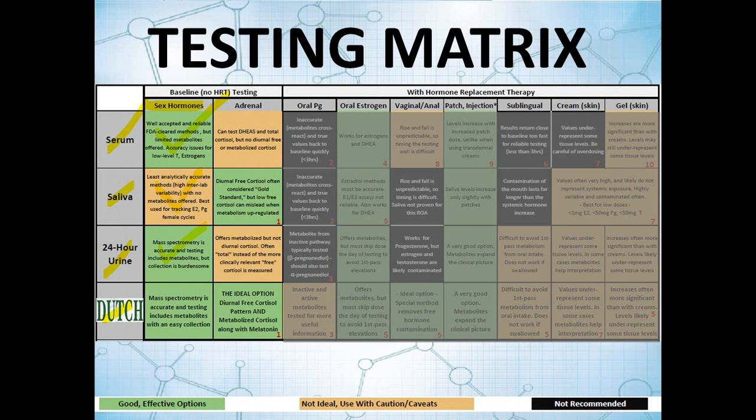The problem is with serum and with 24-hour urine, you're really missing a lot for the adrenal piece, which is where saliva excels with the free cortisol pattern. And that's why I like this particular method for baseline testing, because it gives you all that in one picture. But when we start looking at HRT, and that's the point of our talk today, it really depends on the route of administration as to what's going to excel.